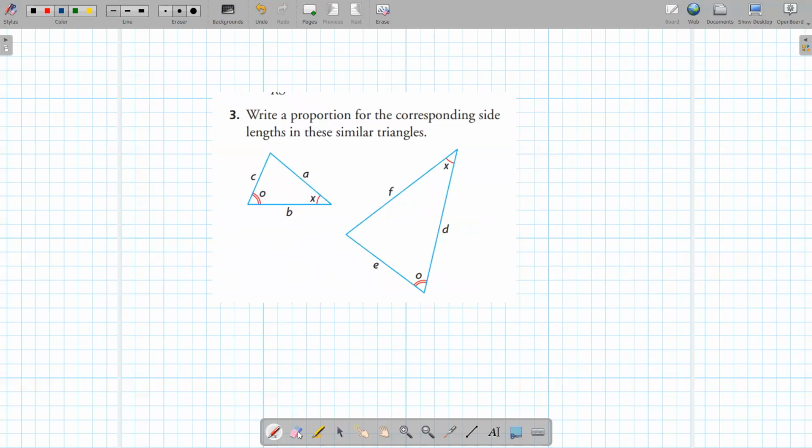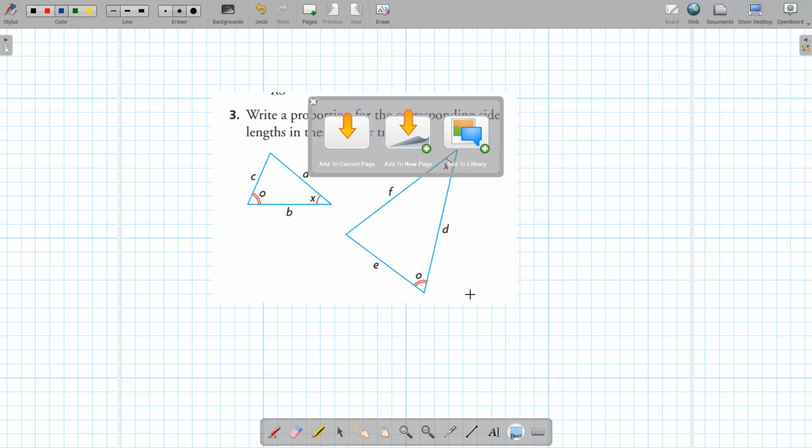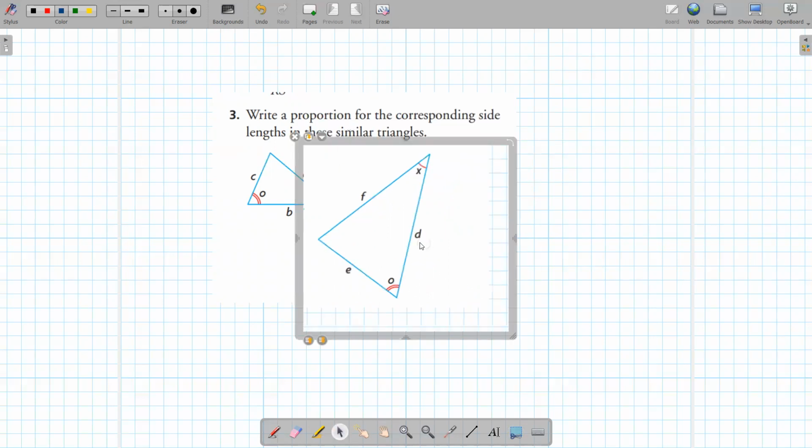Step one, are these two triangles the same? No, they're not. Yes, it is. They're trying to trick you. See, it's not in the right orientation, but what we can do is take this one and flip it.